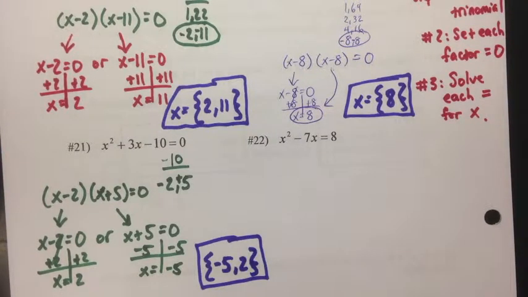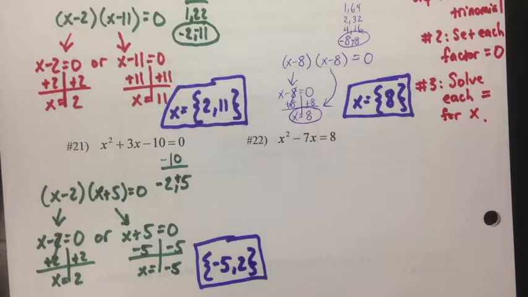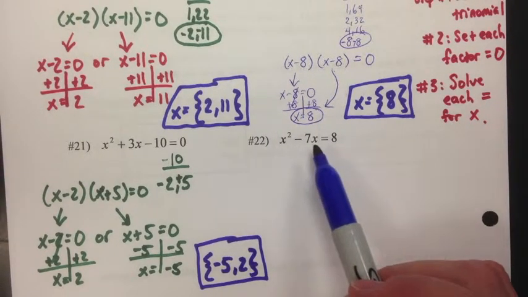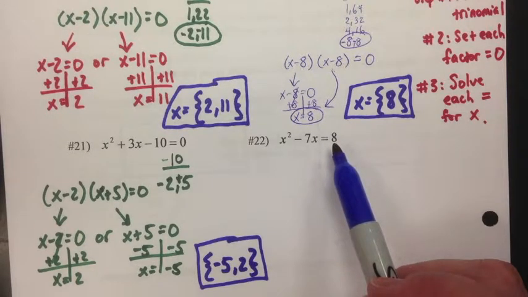All right, this is part 2 of the notes. Let's finish these up here. If you look at number 22, this one's a little bit different. Notice that it's not equal to 0. You have a number on the right side.